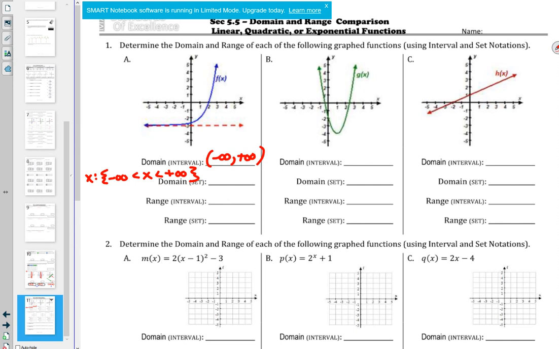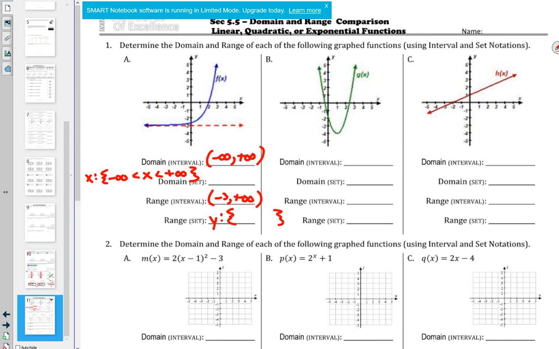This is going from -3 up to positive infinity, and it doesn't touch either one, so it would be parentheses -3, parentheses positive infinity. How would you do that in set notation? Remember, set just means y, colon, braces. Set notation just means use inequality signs. If it's continuous, use an inequality sign.